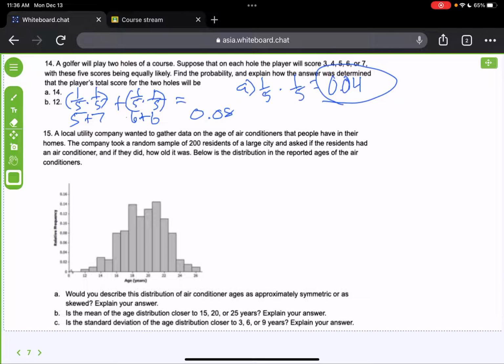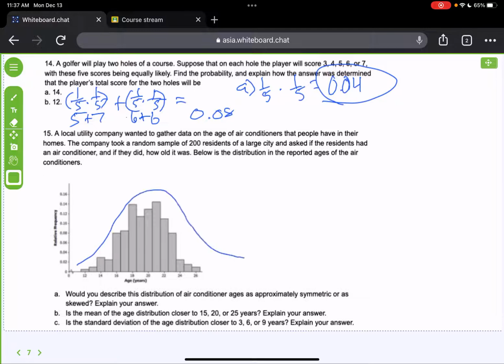Problem 15 says a local utility company wanted to gather data on the age of air conditioners that people have in their homes. The company took random samples of 200 residents of a large city and asked if the resident had an air conditioner, and if they did, how old it was. Below is the distribution of the reported ages of the air conditioners.